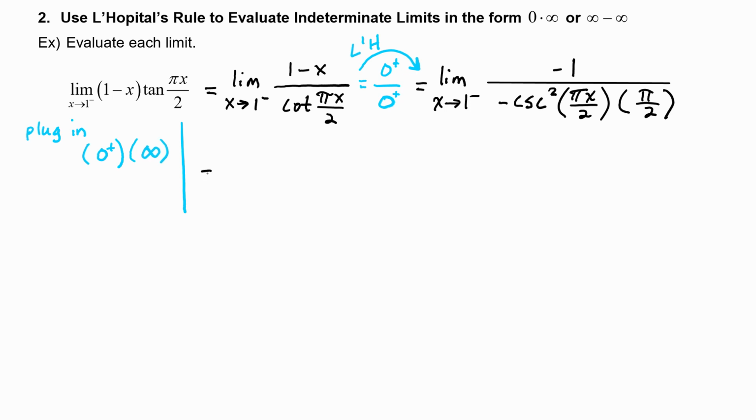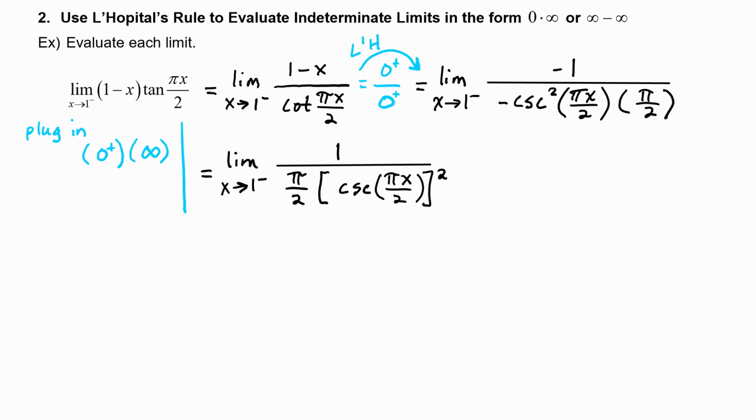We can simplify this to be the limit as x approaches 1 from the left. The negative in the top and the bottom will cancel, so we have 1 in the numerator. I'm going to bring this constant of pi over 2 out front in the denominator. And then we have to do the cosecant of pi x over 2 and then square that value.